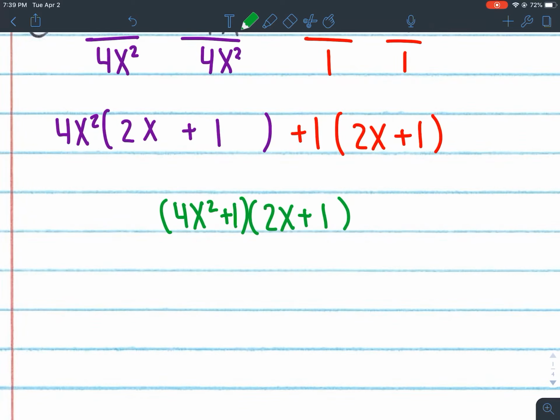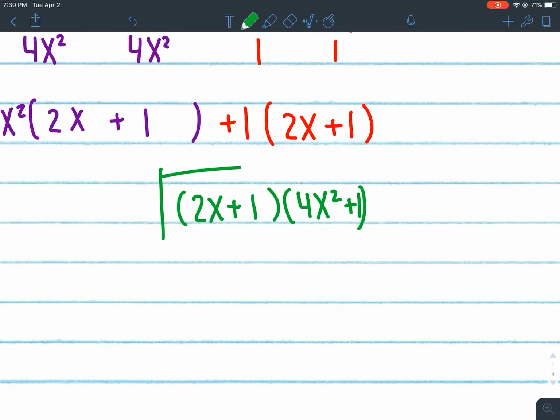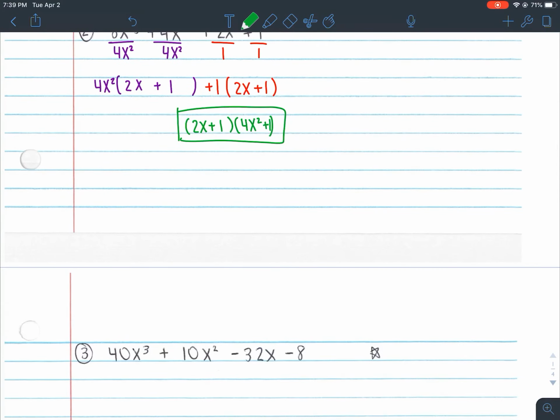Now, I could check this by double distribution. My question for you is, is 2 times 3 the same thing as 3 times 2? It is, right? So that means it doesn't matter if I put this in the front or this in the back. That's the same thing. So I'm going to multiply the 4x squared plus 1 first and double distribute. I'm still going to get the same thing as if my 2x plus 1 was in the front. So just to let you know, it does not matter the order that you put it in.